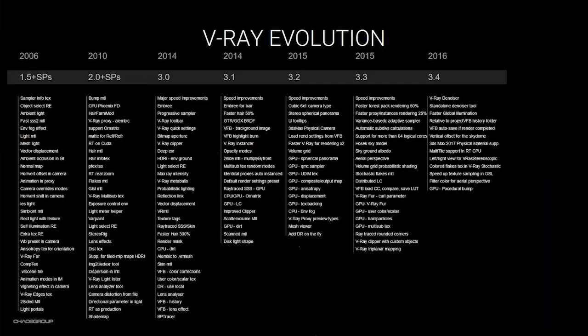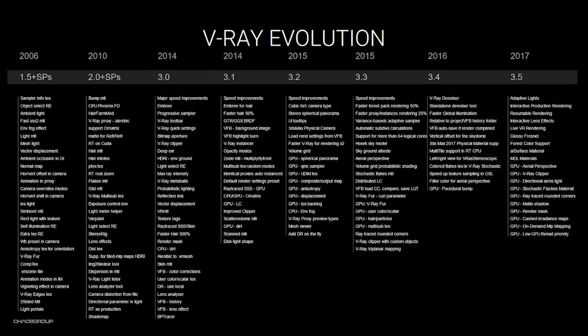V-Ray continues to evolve. Here is an interesting list. We started in 2006 with 1.5, with service packs included, and there was V-Ray even before that. This is the point we decided to start this graph on. You can see that after 3.0, with each service pack, there are so many features being added. And this does not stop. Now with 3.5, you get even more.